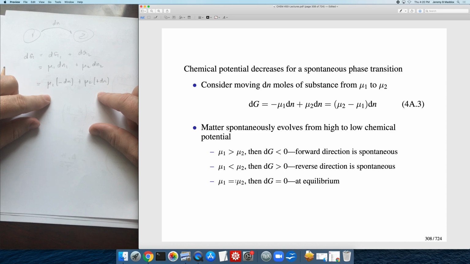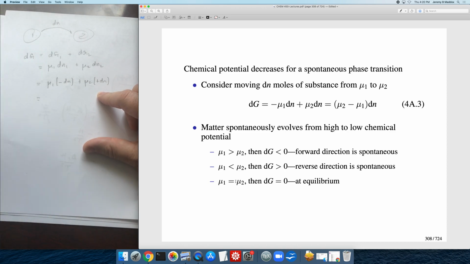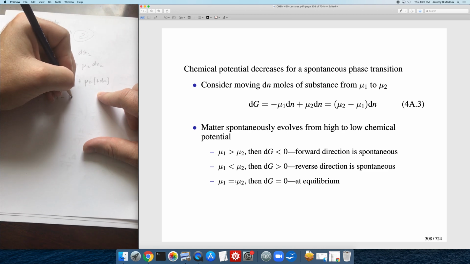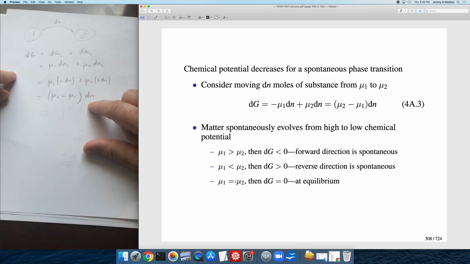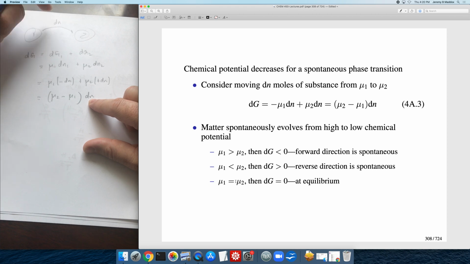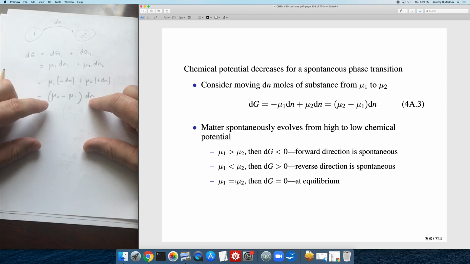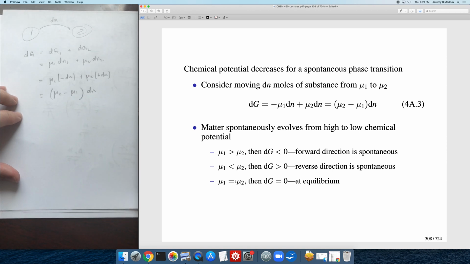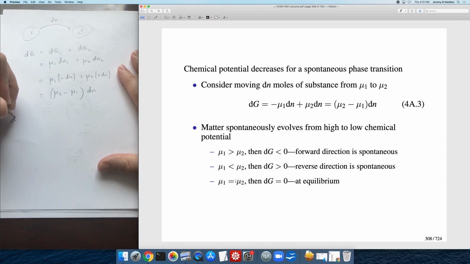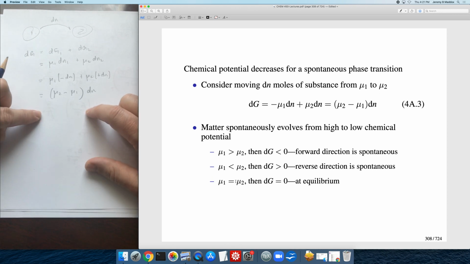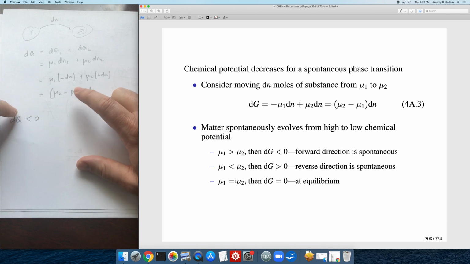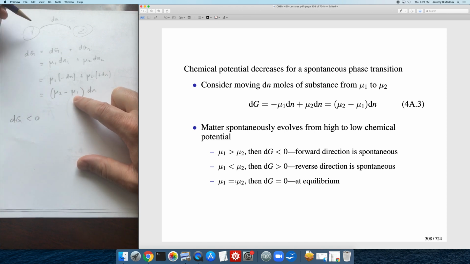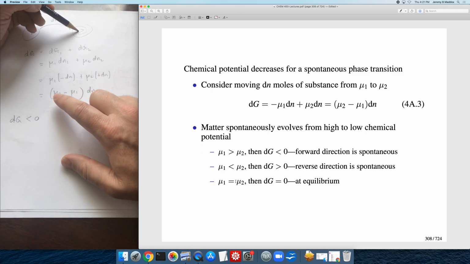Now that we've got the 2 terms on equal footing, we can rewrite this as mu2 minus mu1 times dN. Now dN is a positive quantity. This represents a fixed amount of moles, so this isn't negative. But we've got this sign difference between the two chemical potentials here. Well, what's our criterion for spontaneity? dG will be less than 0 for an isothermal, isobaric process. And so when will this be negative? It'll be negative when the chemical potential of phase 1 is larger than the chemical potential of phase 2.